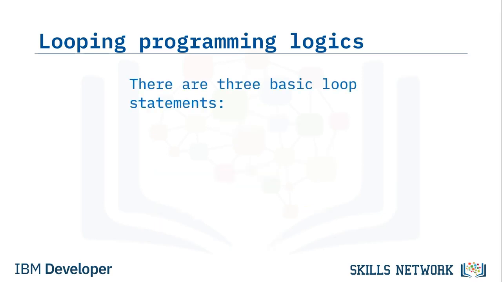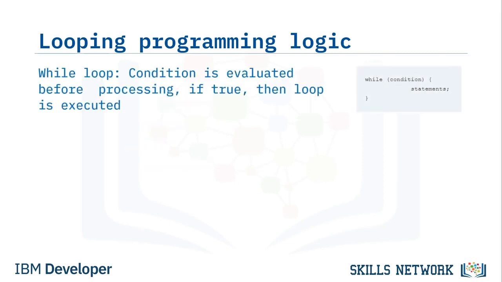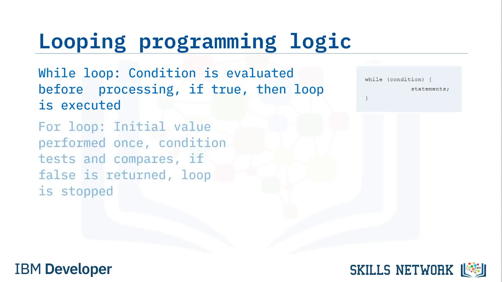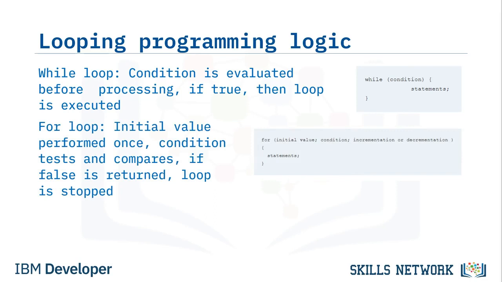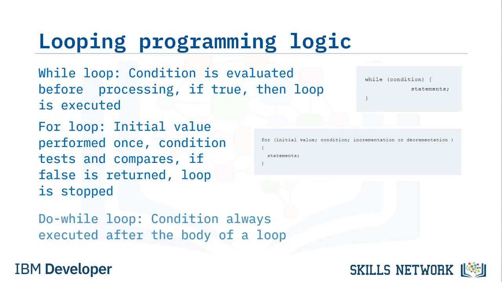There are three basic loop statements: while, for, and do while. In a while loop, a condition is evaluated before processing the body of the loop. If a condition is true, then and only then the body of the loop is executed. In a for loop, the initial value is performed only once. Then the condition tests and compares the counter to a fixed value after each iteration, stopping the for loop when false is returned. And in a do-while loop, the condition is always executed after the body of a loop. It is also called an exit-controlled loop.